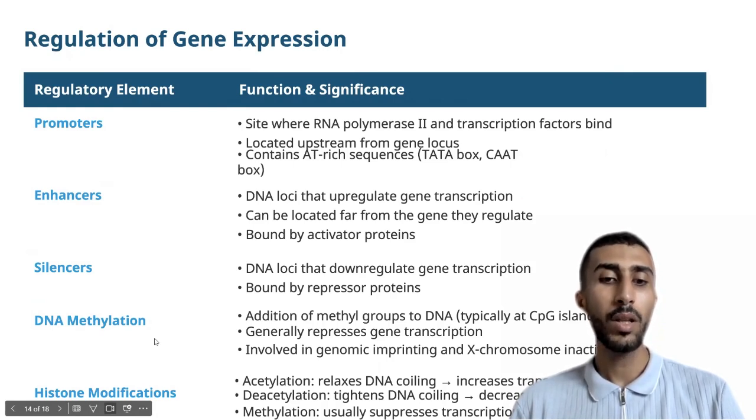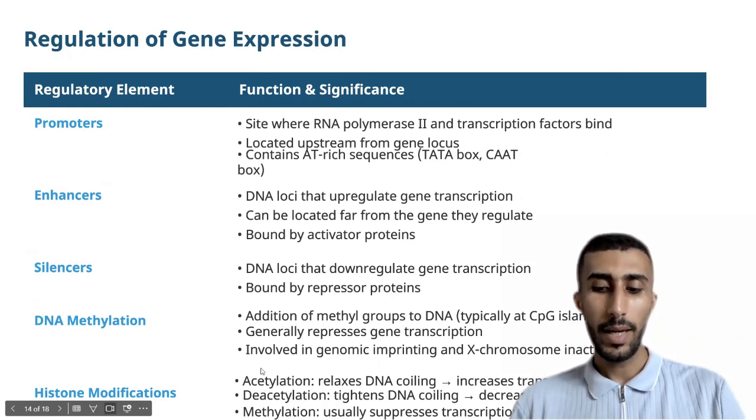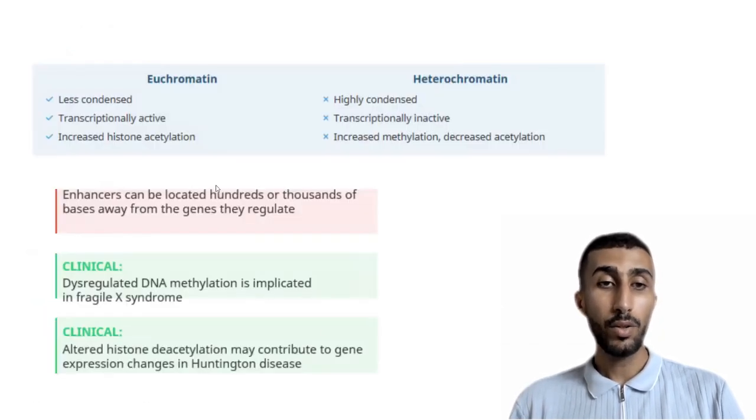Remember, DNA methylation or methylation of histone, any methylation here is going to suppress transcription, versus acetylation, which is activatory. It is going to activate by relaxing the DNA coiling. So remember, euchromatin is transcriptionally active and less condensed, so we have increased histone acetylation. Remember, it's activatory, versus heterochromatin, which is highly condensed and transcriptionally inactive, with increased methylation and decreased acetylation.